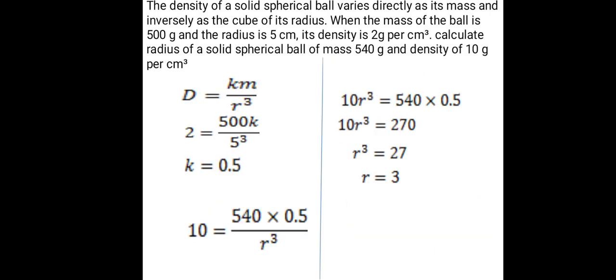The density of a solid spherical ball varies directly as its mass and inversely as the cube of its radius. When the mass of the ball is 500 grams and the radius is 5 centimeters, its density is 2 grams per cubic centimeter. Calculate the radius of the solid spherical ball of mass 540 grams and density of 10 grams per cubic centimeter.